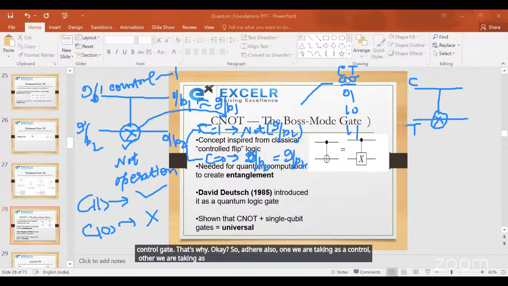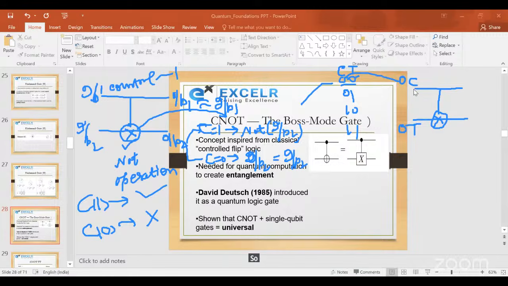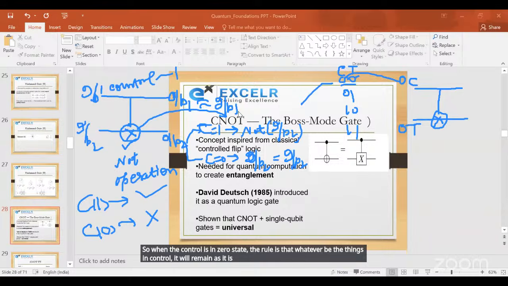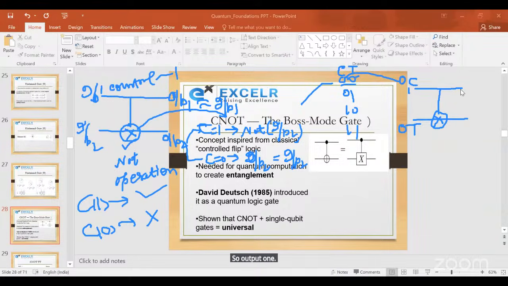So the control is in the 0 state, and the target is also in the 0 state. When the control is in the 0 state, the rule is that whatever is in the control will remain as it is. So output 1 is always equal to input 1, that is, 1.